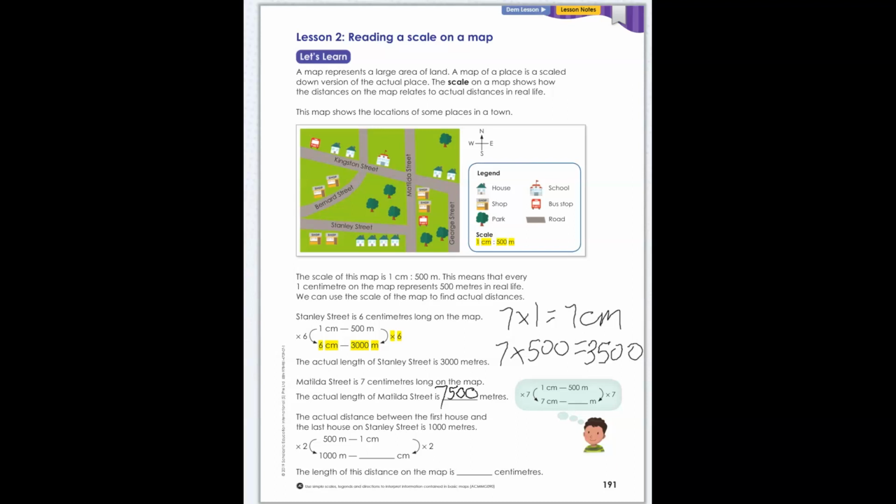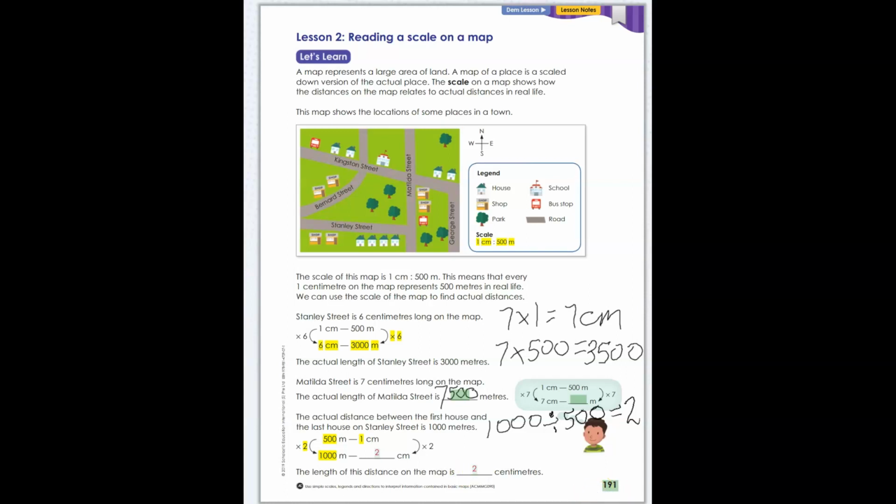So they've got here the actual distance between the first house and the last house on Stanley Street is 1,000 metres. Okay. So that's times by 2. We're doing it differently now, because if the actual distance between the first house and the last house on Stanley Street is 1,000 metres, what you're doing is you're doing 1,000 divided by 500, and we're going to go over Stanley's head, equals, well, we know 500 plus 500 is 1,000, so it equals 2. So that is why we have 2 here. Okay, so 500 metres is the same as 1 centimetre on the map. 1,000 metres is the same as, and let's have a look at our answers. 2 centimetres on map. The length of this distance on the map is 2 centimetres.